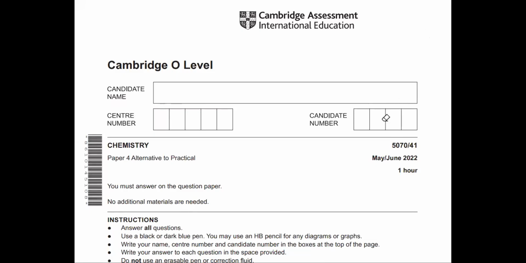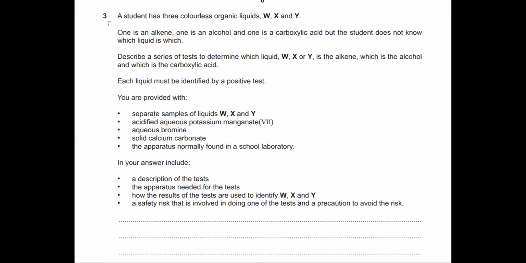Today we are going to do the planning question of May-June 2022, variant 41. This is question number 3 in the paper, which is related to the planning. And I'm just reading the question.